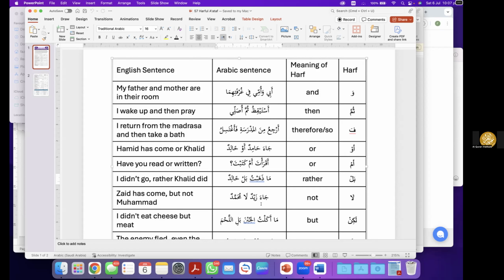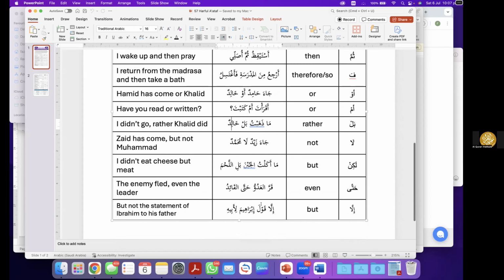This la, which is not. Is this also harf atf? Yeah. Look at this sentence: Zaid has come, but not Muhammad. This la is actually connecting the first segment and the second segment. Yes, it is. In module 2, you will see more recognition of la as harful ataf. It doesn't matter, we will not be spending much time on it. It is just for you to know that these are also harf.